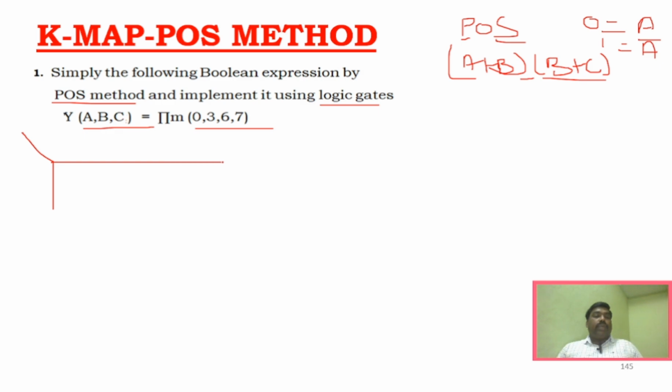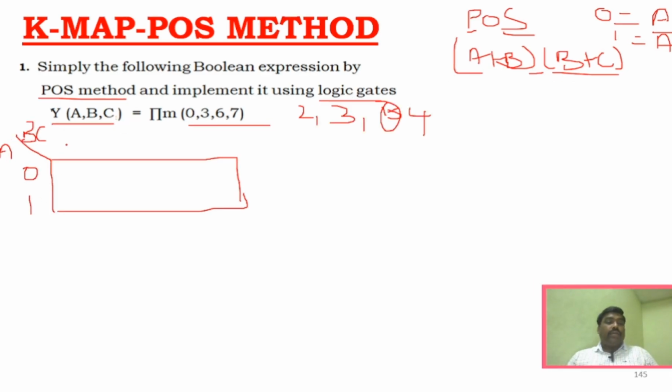So how will you solve this problem? This is A, and this is B and C, whereas this will be 0 and 1. This will be 00, 01, 11 and 10. Correct? Now you have to mark the positions, which are 0, 1, 2, 3, 4, 5, 6 and 7.